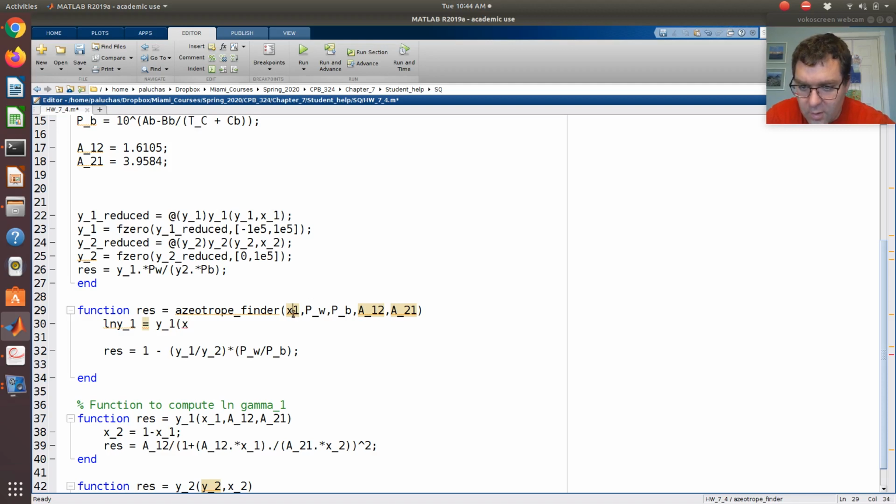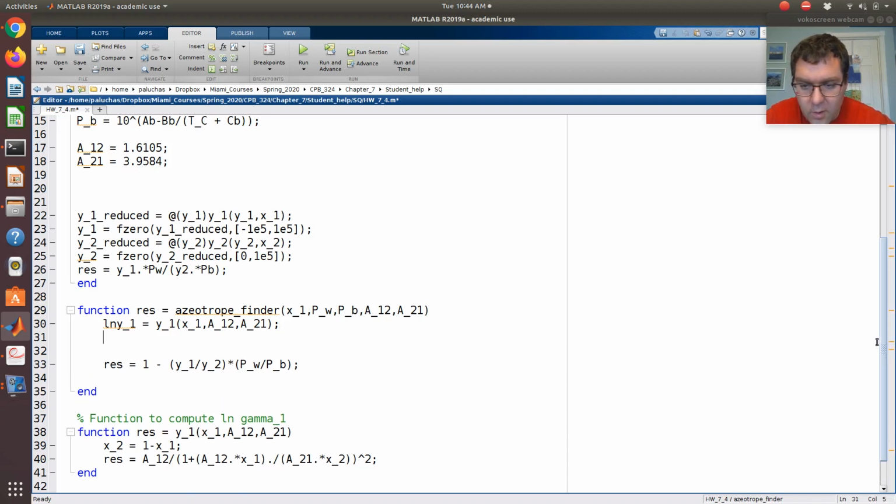So ln gamma 1 will be this function y1, which takes as an input, up here I have x1, let's do x underscore 1, be consistent, x1, comma, a12, comma, a21. So I have that. Now we're going to need log gamma, and then gamma 1 would be the exponential of log gamma 1. Okay, got that.